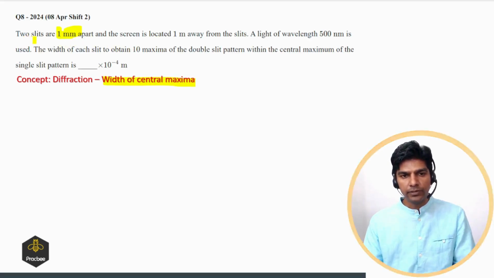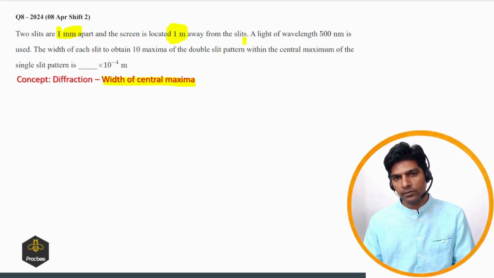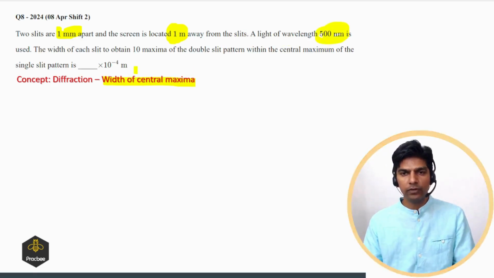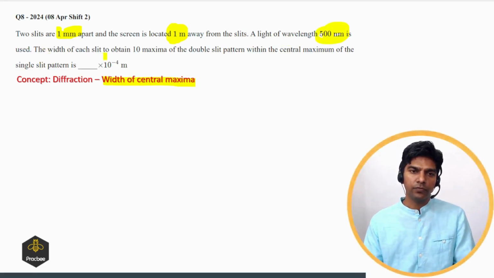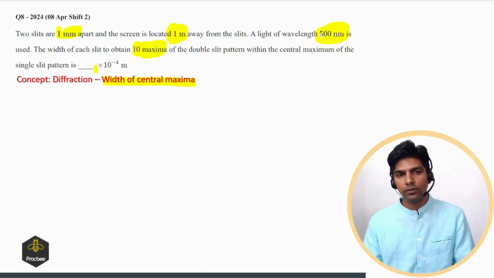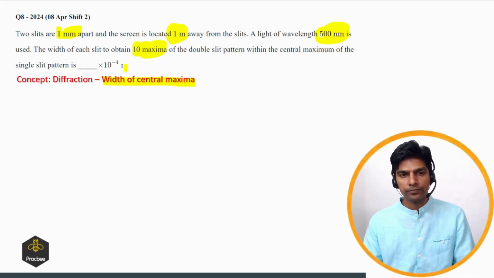Now this is based on two slits 1 millimeter apart, and the screen is located 1 meter away from the slits. A light of wavelength 500 nanometer is used. The width of each slit, to obtain 10 maxima of the double slit pattern within the central maxima of the single slit, is dash times 10 raised to power minus 4 meters.